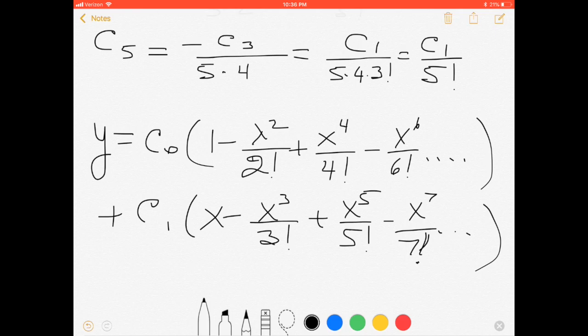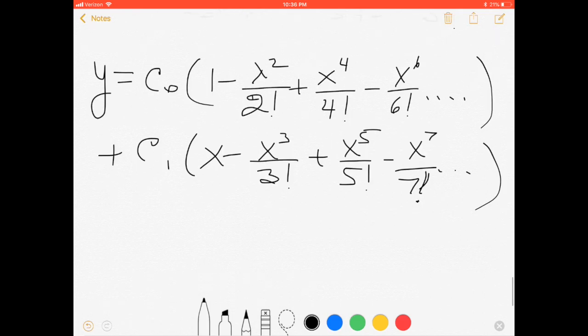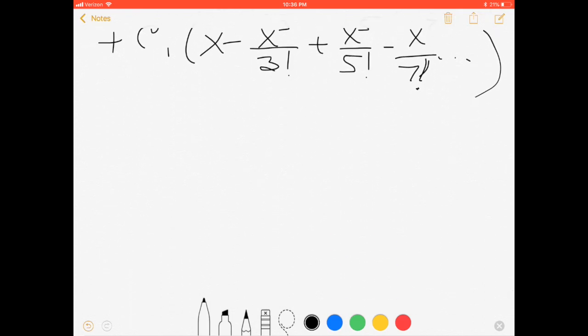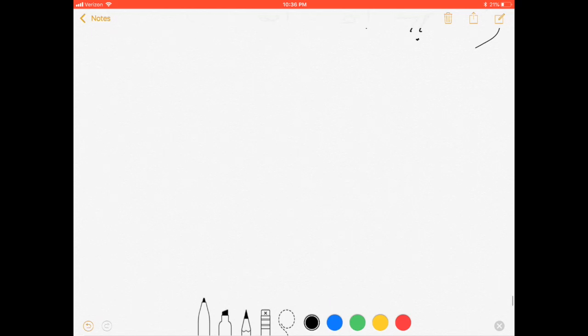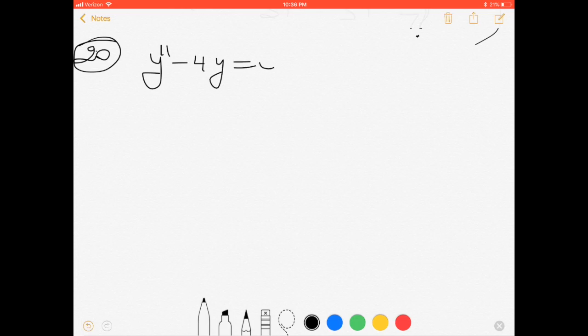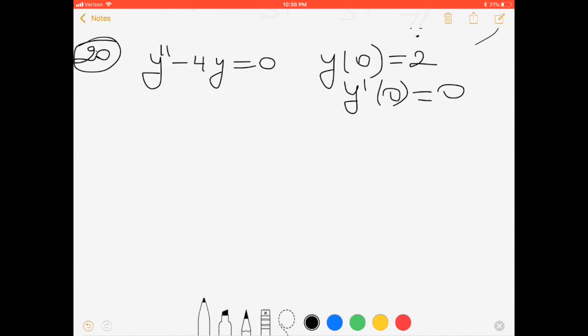Doing one more example. What happens if you have some initial point? This is question number 20 from your book. Okay, 20. You have second derivative minus 4y equals 0. Y of 0 is 2. Y prime of 0 is 0.